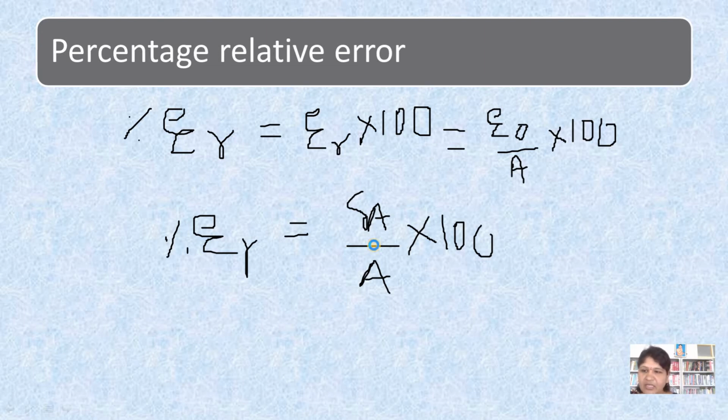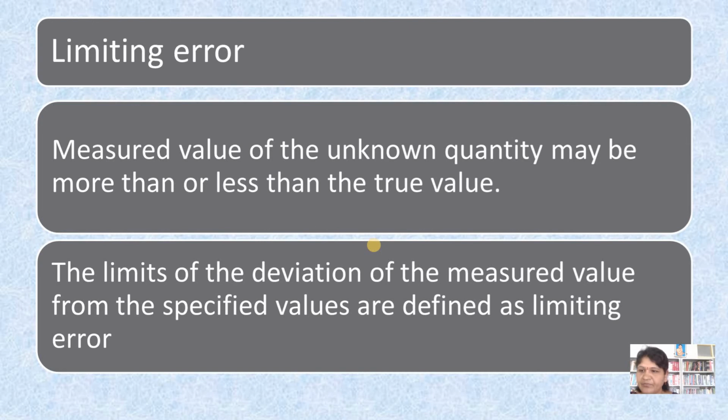Next type of error is limiting error. Now limiting error means that when we define the error, it is the difference between the true value and the measured value. Now this measured value can be in some range, meaning it can be either more than the true value or less than the true value. So this range defined for the error is the limiting error.